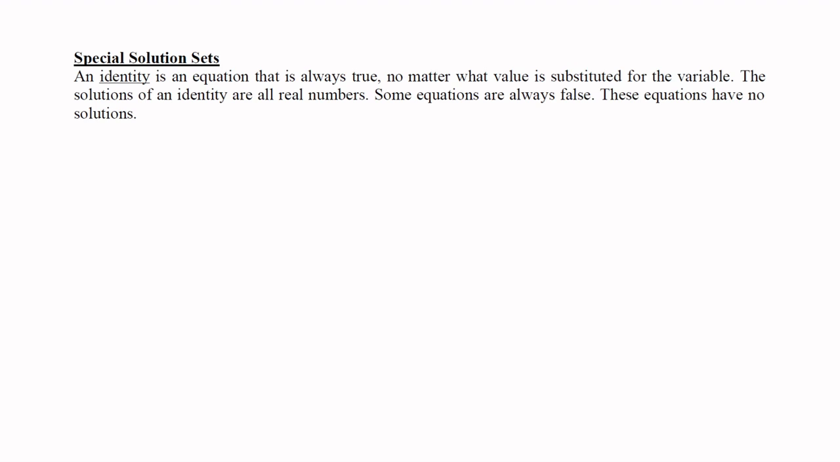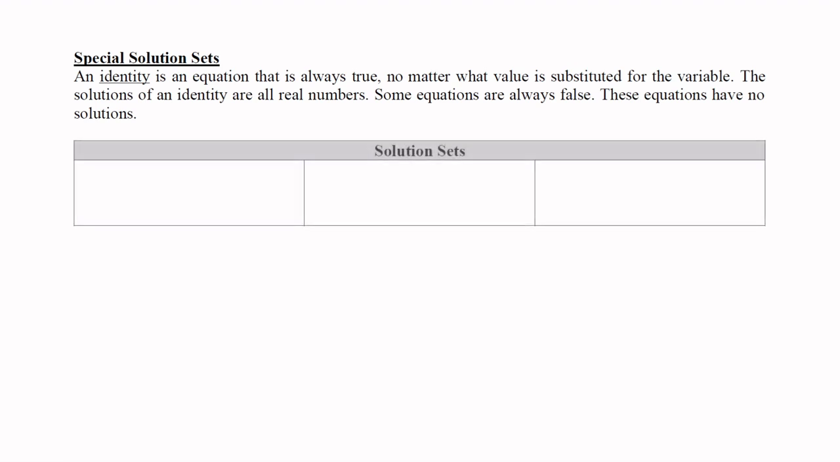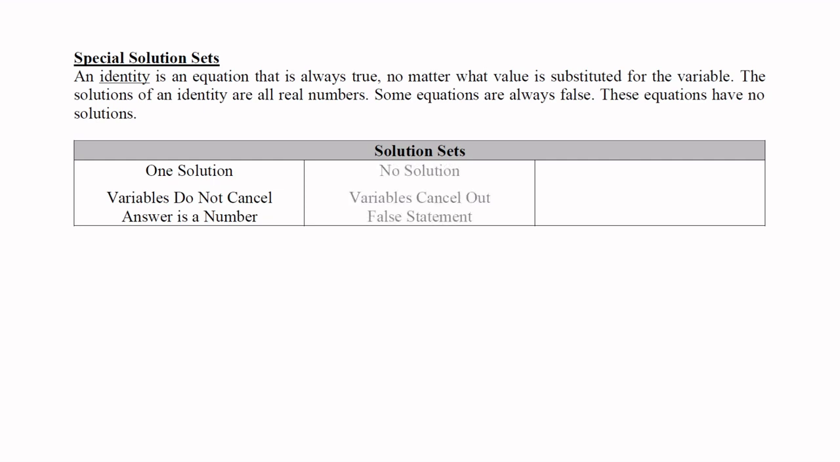An identity is an equation that is always true, no matter what value is substituted for the variable. The solutions of an identity are all real numbers. Some equations are always false. These equations have no solutions. So for solution sets, the ones that we've done so far have had one solution. You get some number equal to that variable. In this case, the variables do not cancel, and your answer is a number.